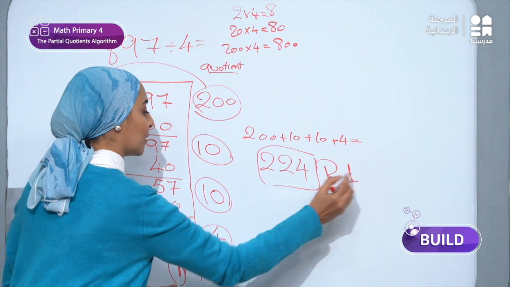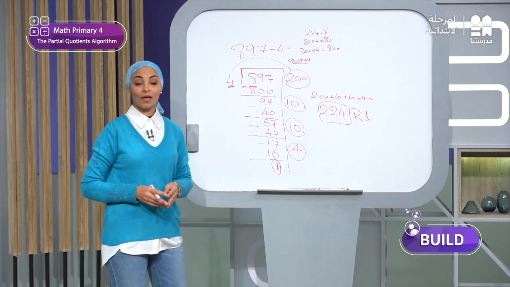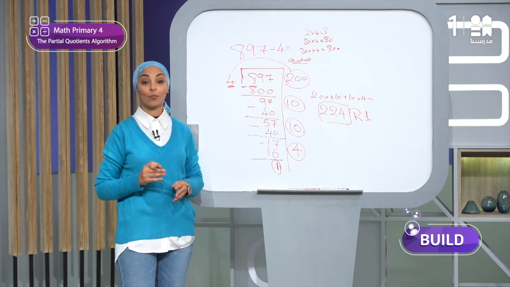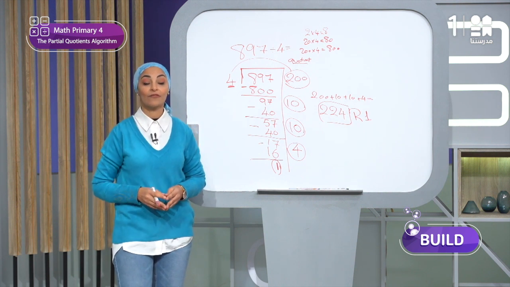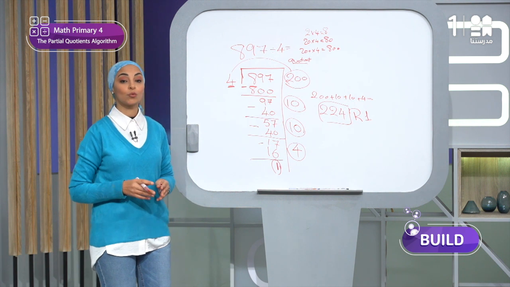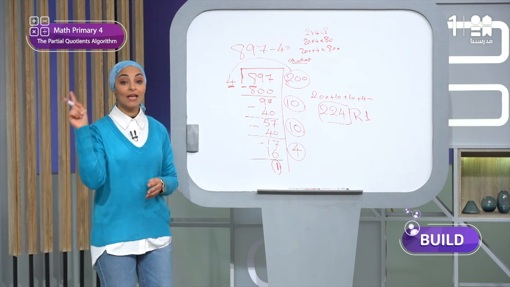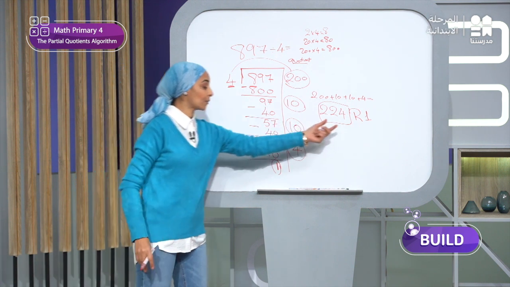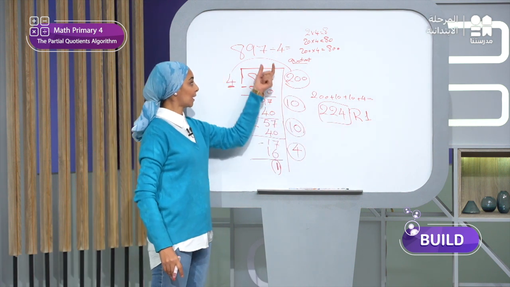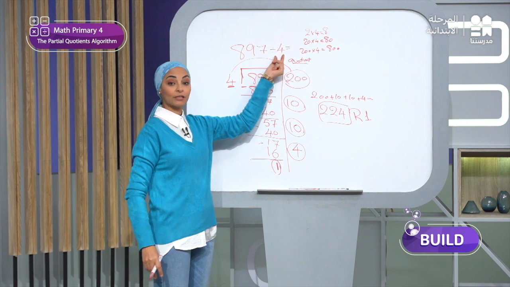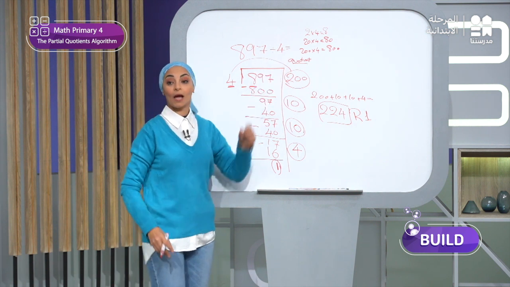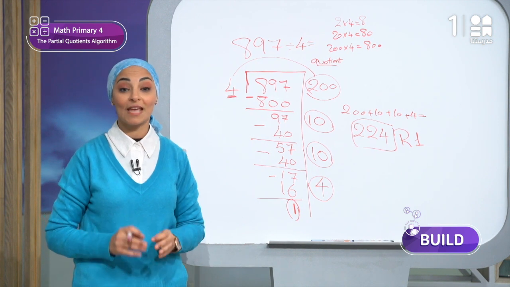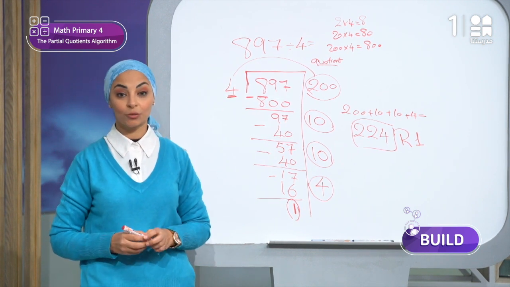224 and remainder 1. There is something important here I need you to notice. We have a remainder, so the dividend, which is 897, is not a multiple of 4, right? As long as I have a remainder, the dividend is not a multiple of 4. Now we have 4 division problems and we will solve them using the same steps. Let's see it all together on the board.